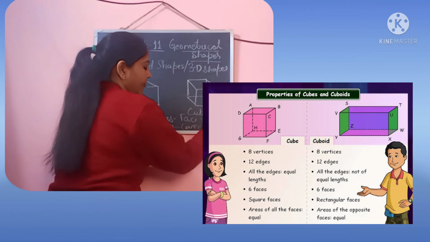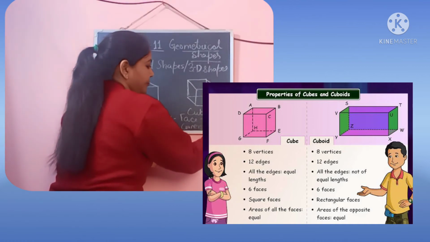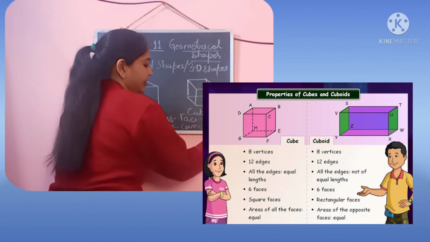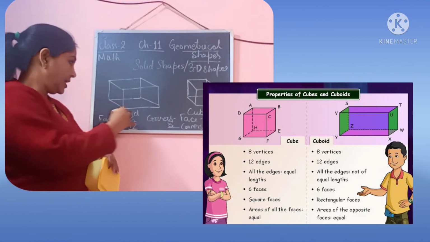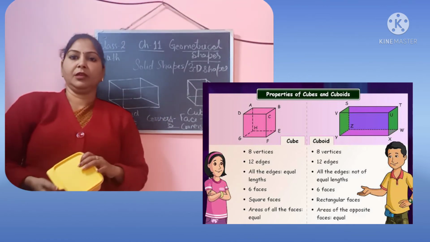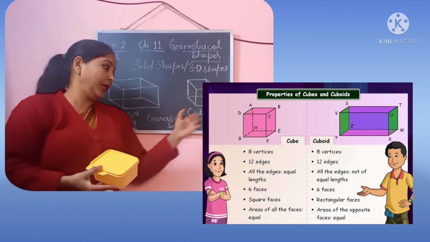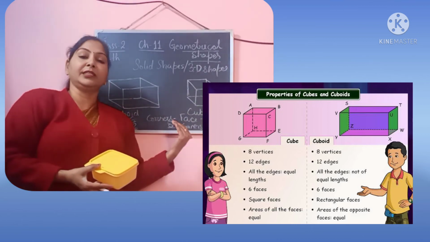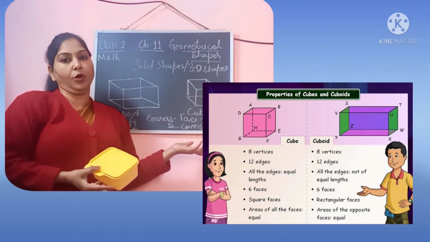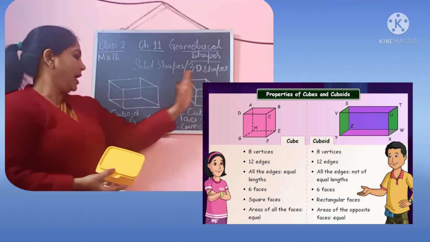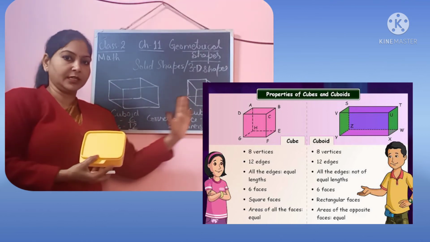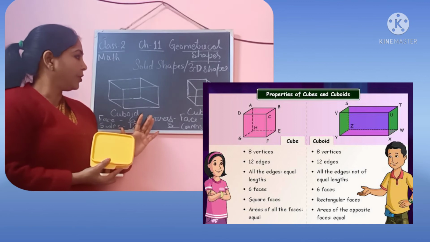And if you talk about the sides, 12 sides. Okay, they are the same. These parameters are the same: 6 faces, 12 edges and 8 corners. So in cube and cuboid, these are the properties. I hope you have understood.